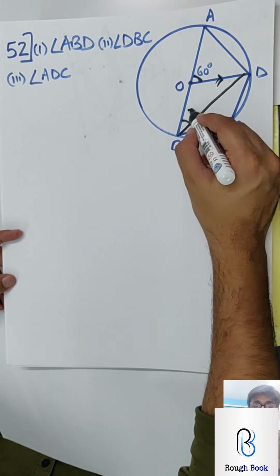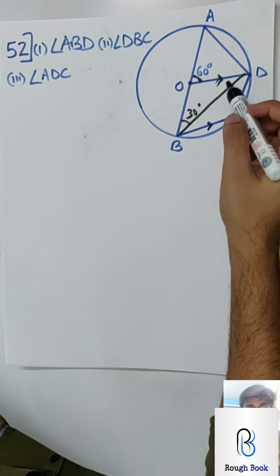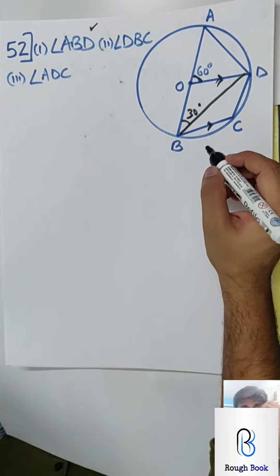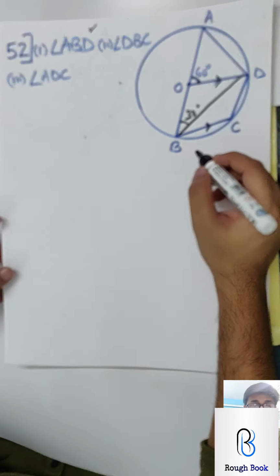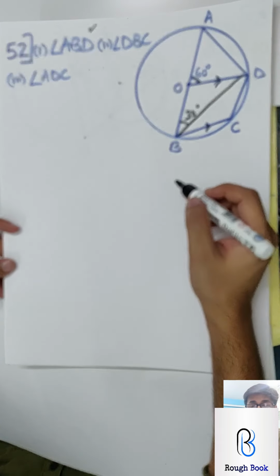Angle at center circumference. So has to be 30. So the first one is pretty simple. How many of you all got this? Okay, pause the video, try these two and then come back. Let's see how many of you can manage to get these two.